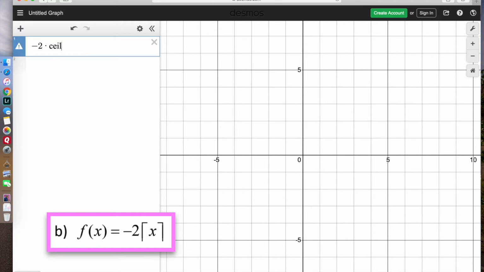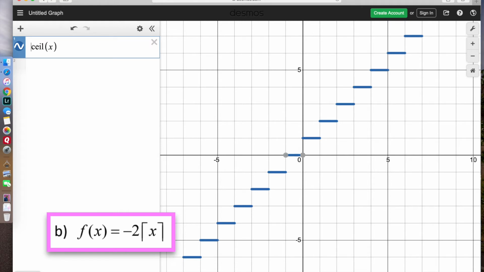Notice that when you type those letters, then it automatically changes to the function ceiling, and then you type parentheses x, close the parentheses. You should see that this is the vertical stretch without the -2. I'm going to do that real fast. This is the ceiling function without the -2, and each step is one step or 1 unit up from the previous step.